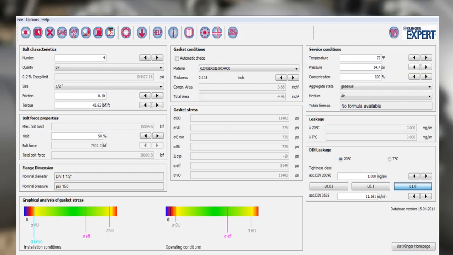How many bolts do I have? What are they made of? If you look at the top right, I have 72 degrees or ambient. I have 1 atmosphere, 14.7 psi. It's air, just to give you an idea. And in the middle are the numbers that you're looking for.